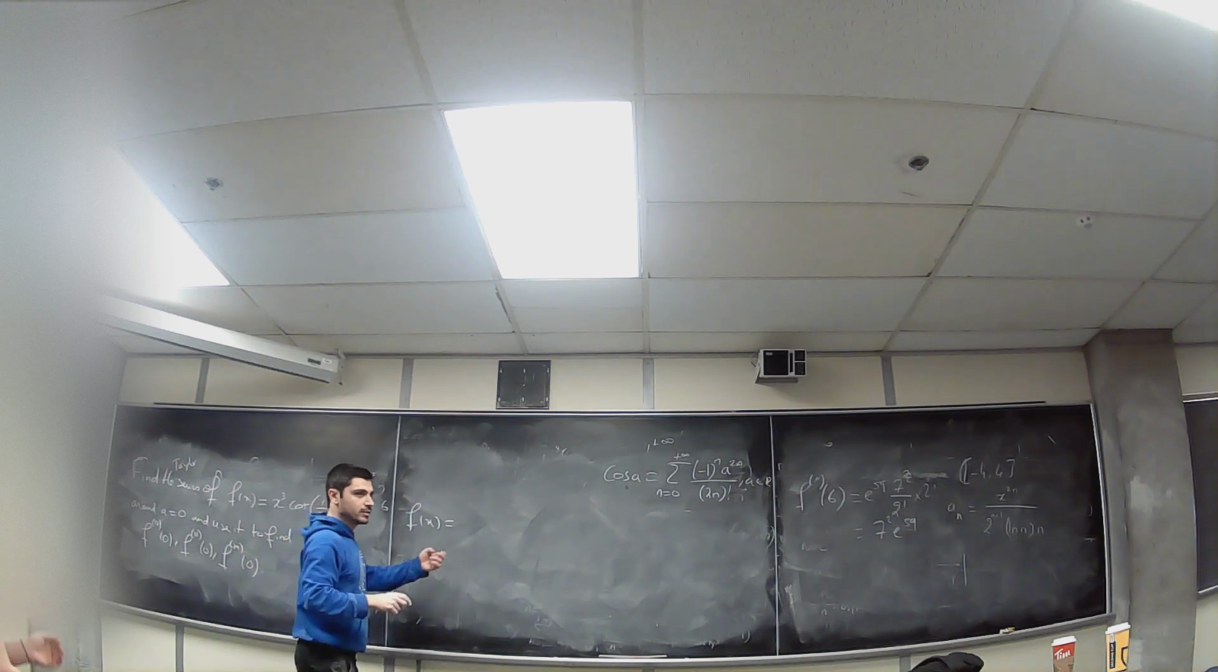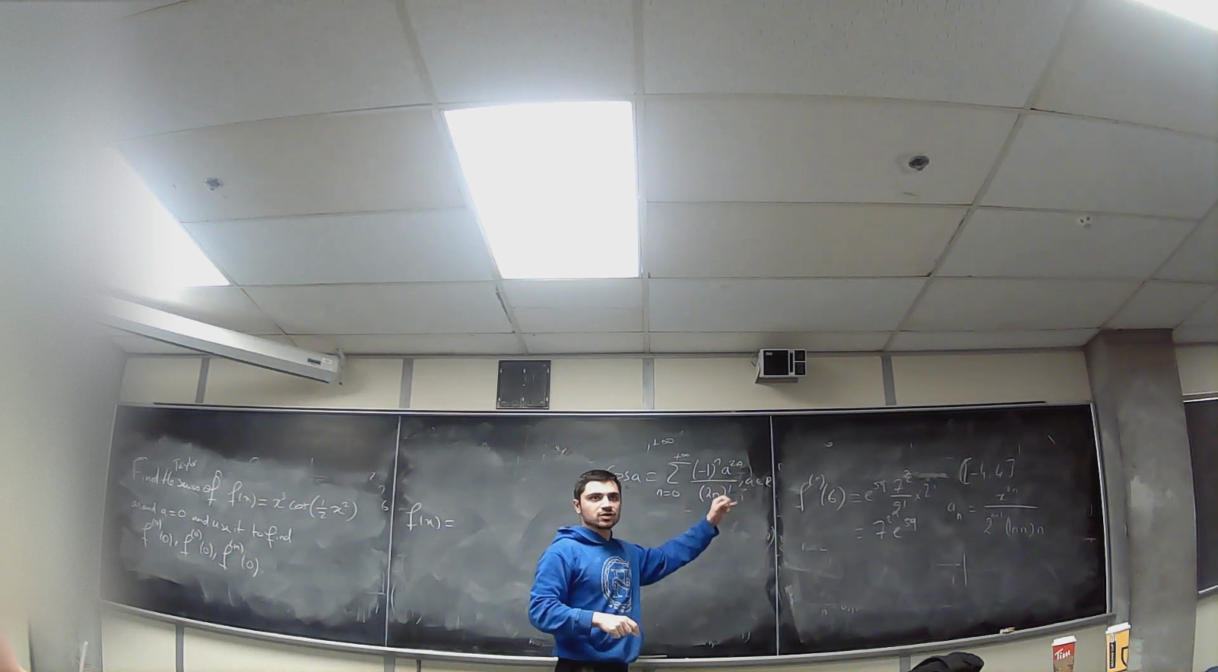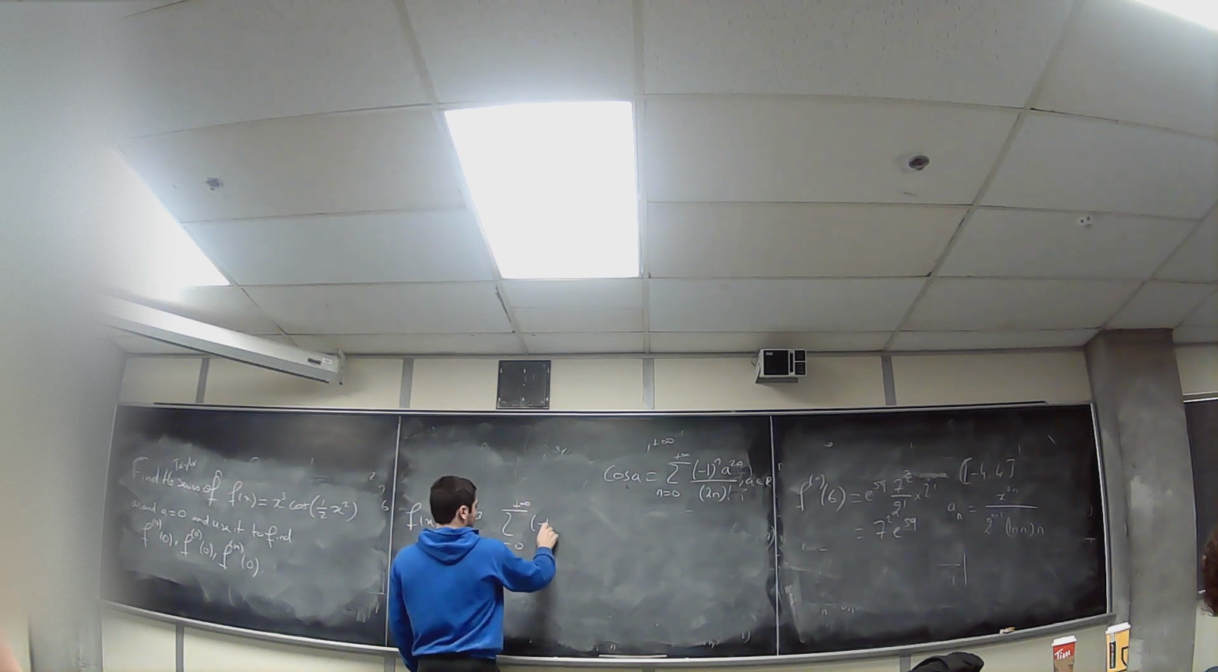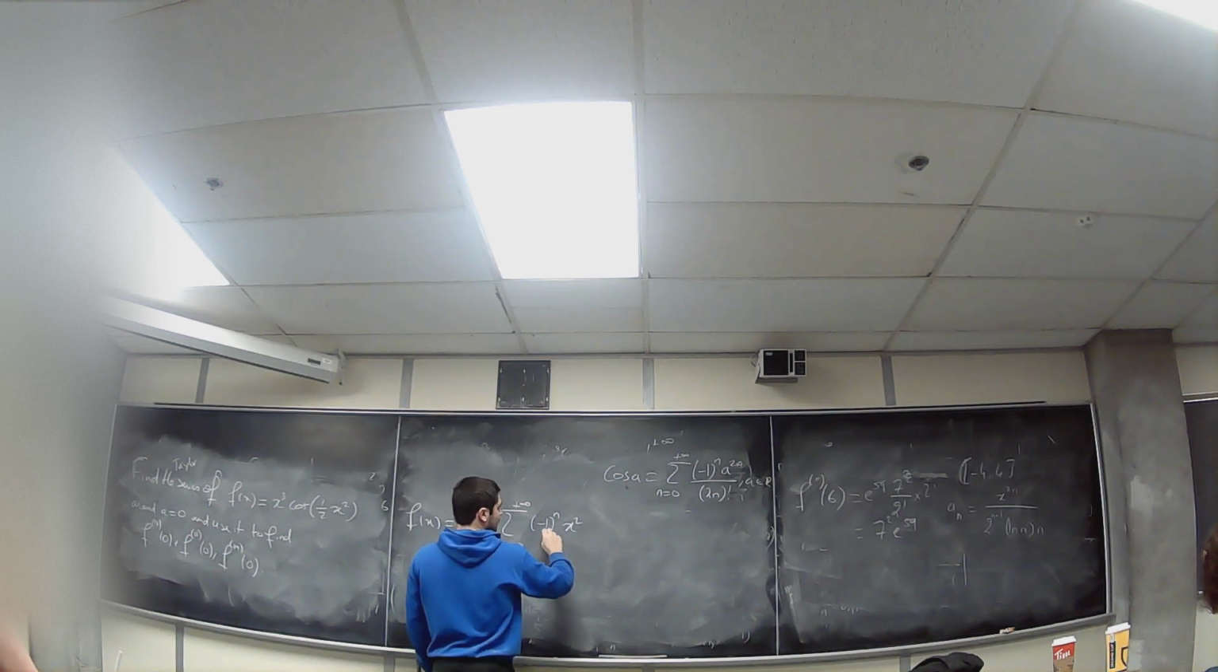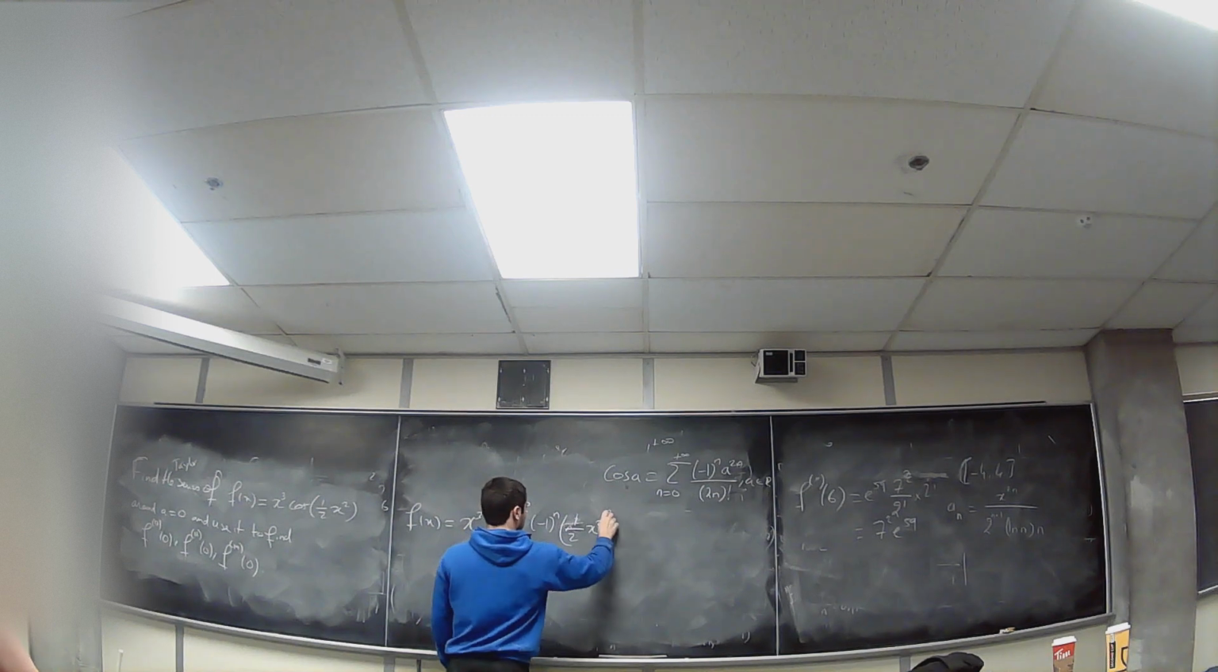Okay, now let's look at this here. What is f of x? x cubed. x cubed is already a power of x. Do I have to change it? No, so that's fine. What is cosine of 1/2 x squared? What do I replace? Where does the 1/2 x squared go? In a. So this is the sum n equal to 0 to plus infinity of minus 1 to the n, 1/2 x squared to the 2n.